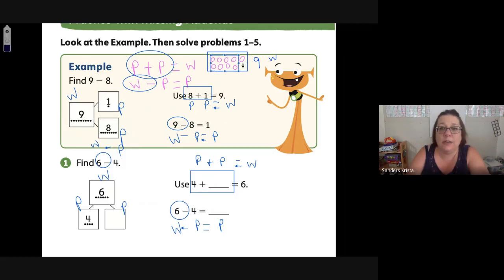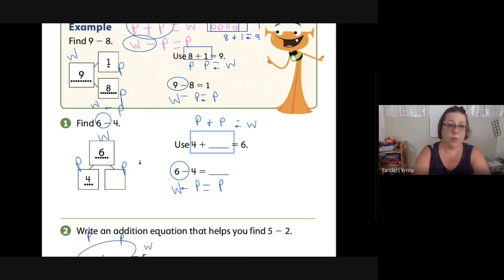How many dots are left? Just this one right here, right? Just that one. So 8 and 1 together will make 9. So 8 plus 1 equals 9. Okay? Let's go down here to number 1.